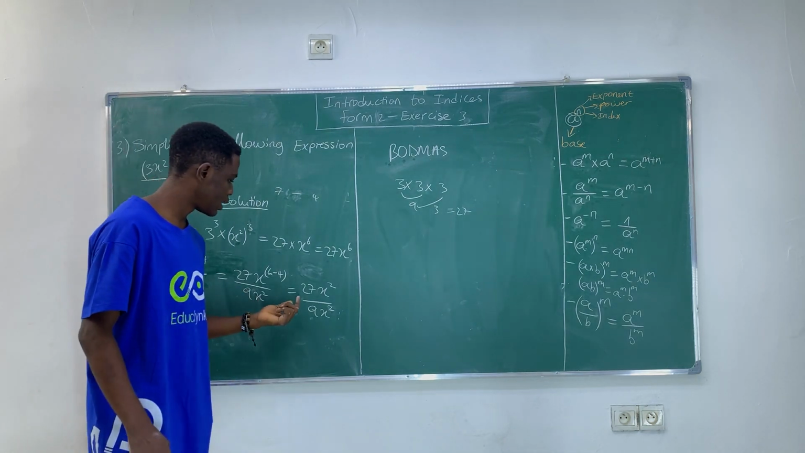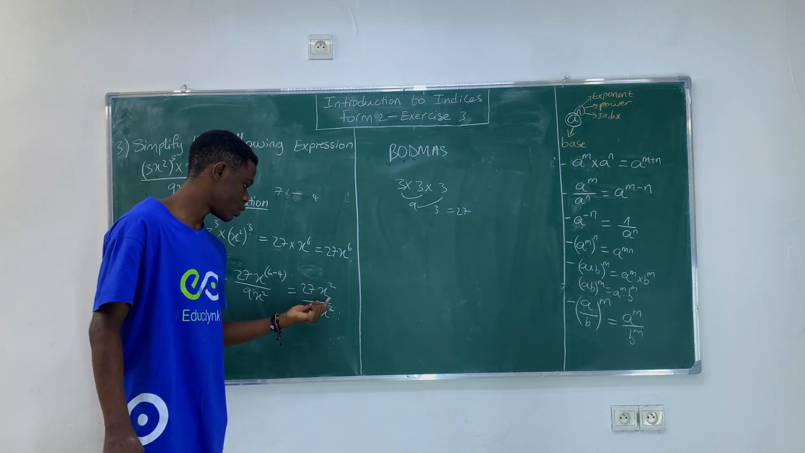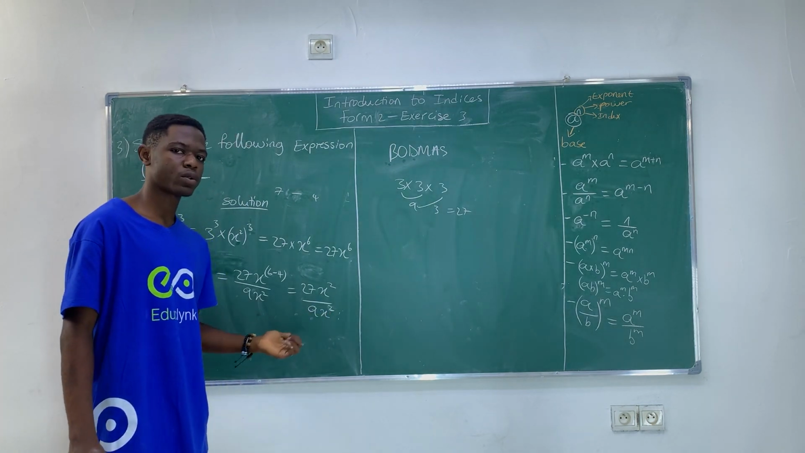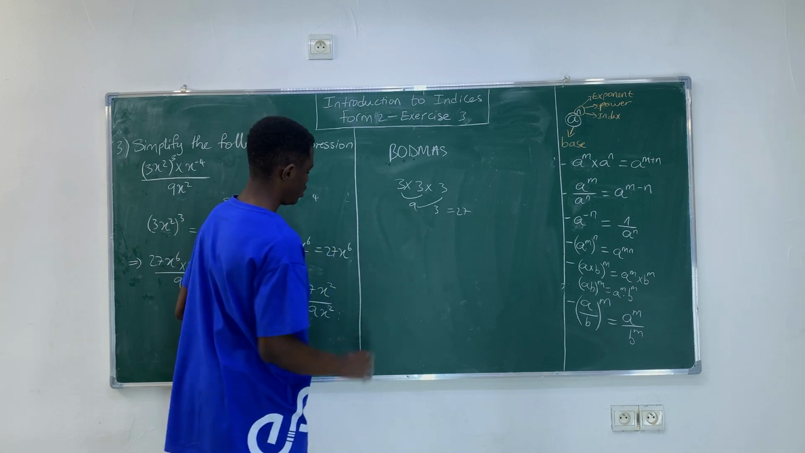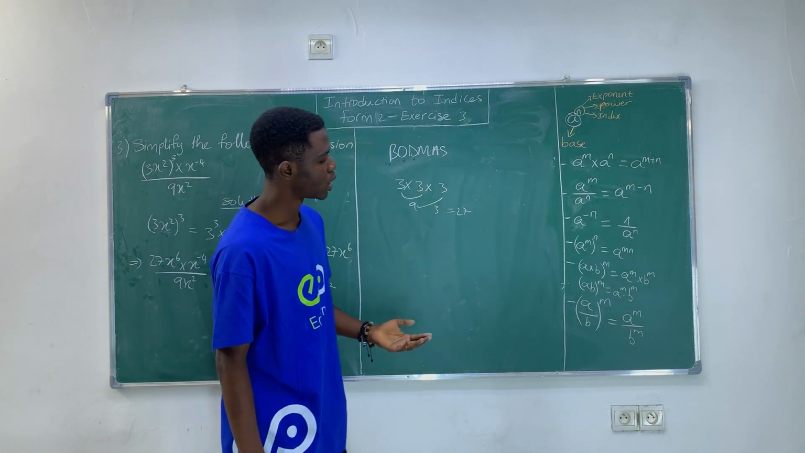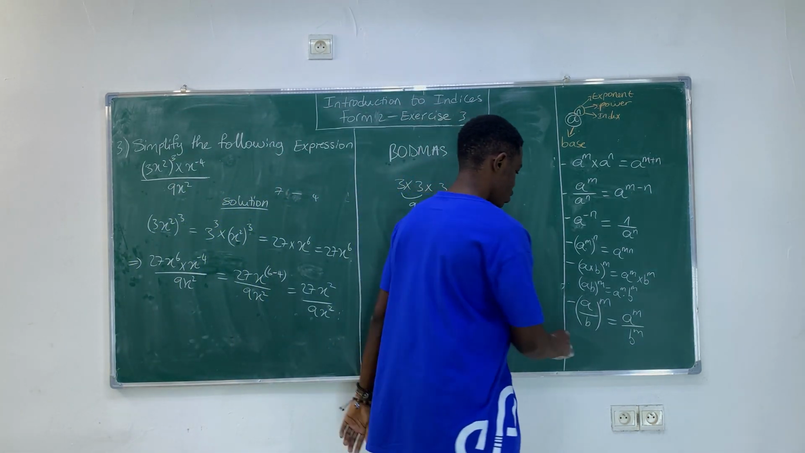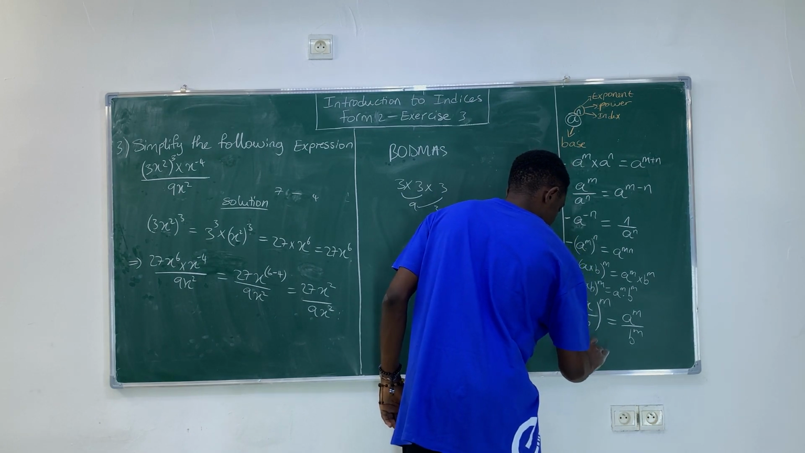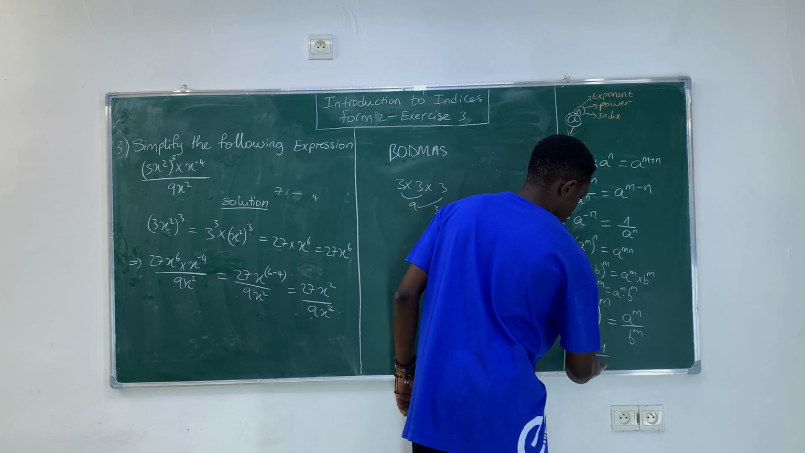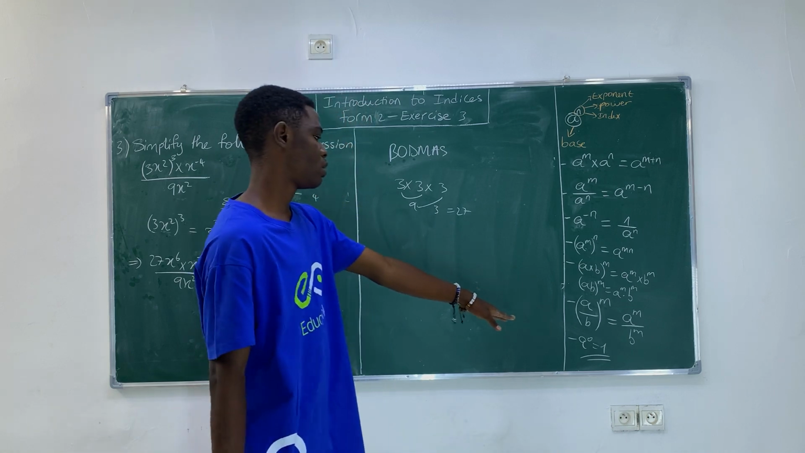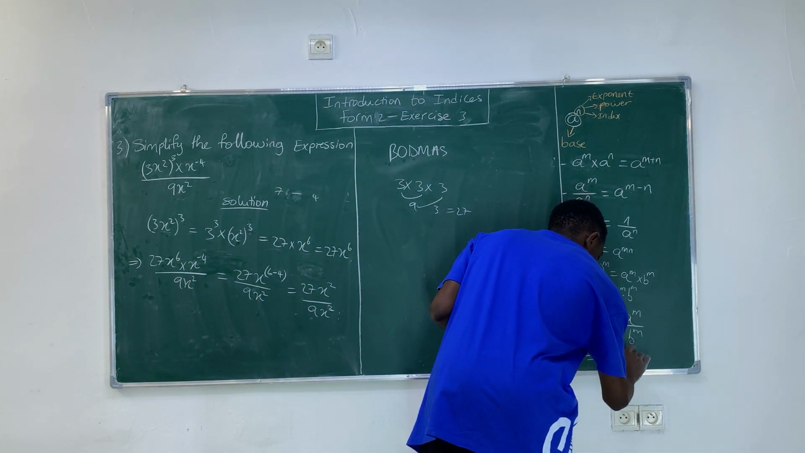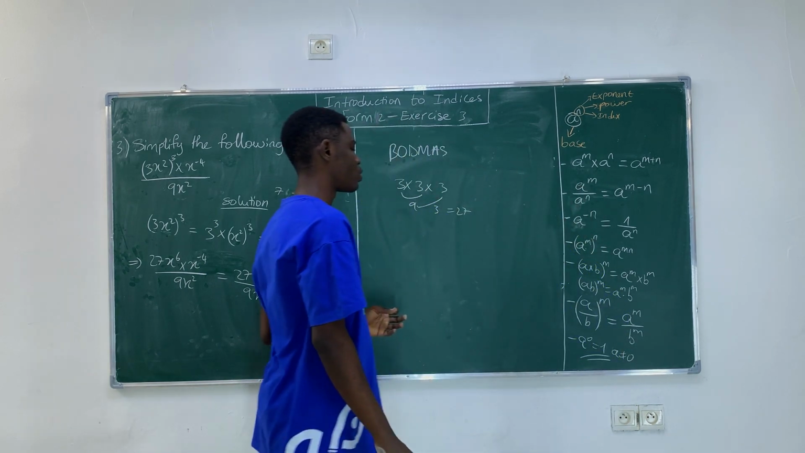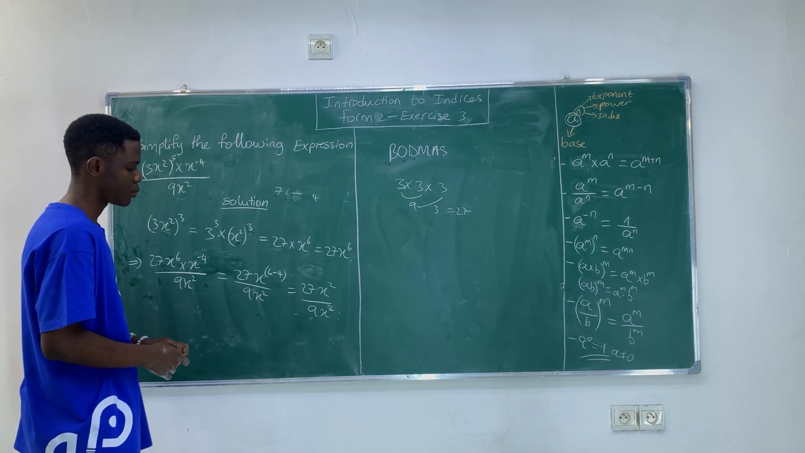So here we can see that we have x squared and x squared. You can use two methods. You can use the zero rule: a to the power 0 is 1, where a is not equal to 0. Anything raised to the power 0 is 1.